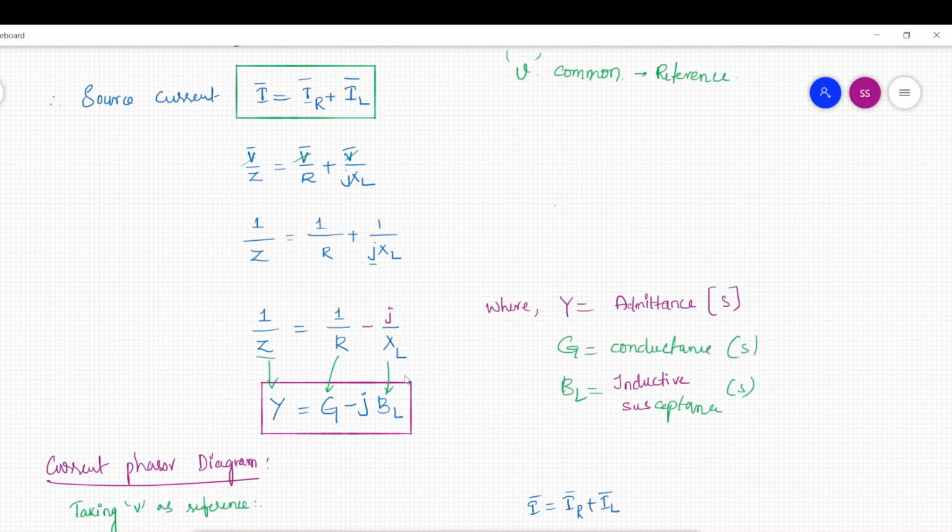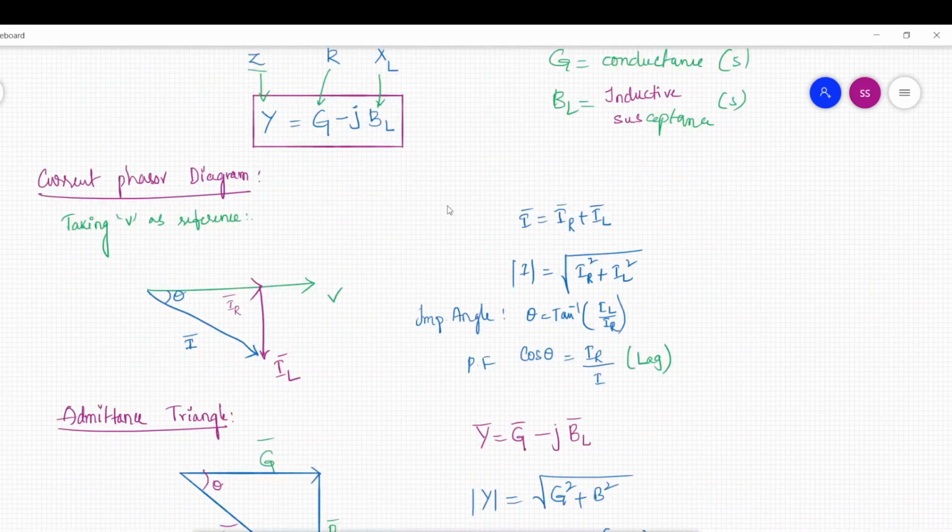Okay, now let us see the phasor diagram for currents here. So here we are having two currents, IR and IL. Okay, so IR will be in phase with voltage. So I am taking V as common. So IR will be in phase and IL will be lagging the voltage by 90 degrees. We already know this. Okay, the inductor current IL lags voltage by 90 degrees.